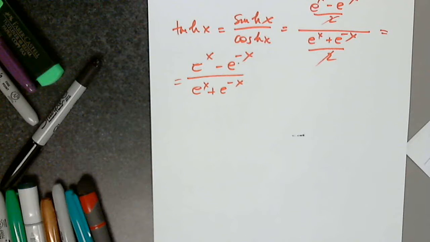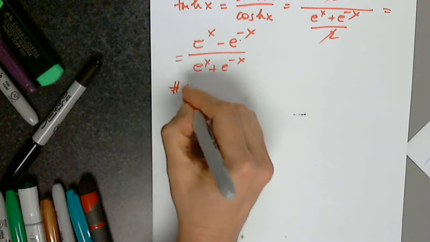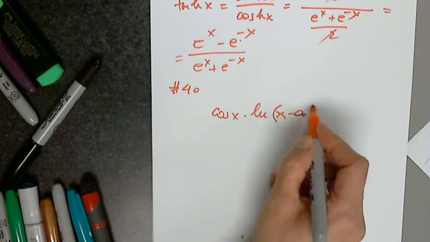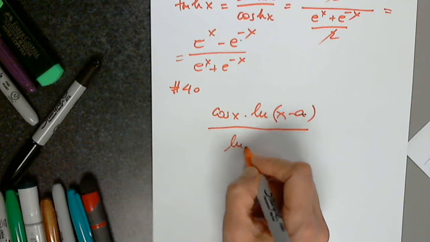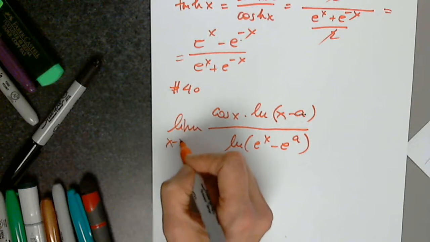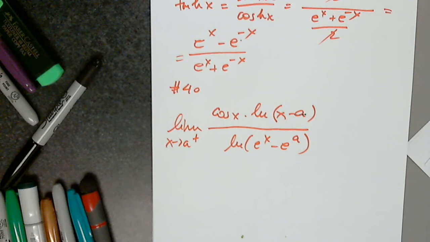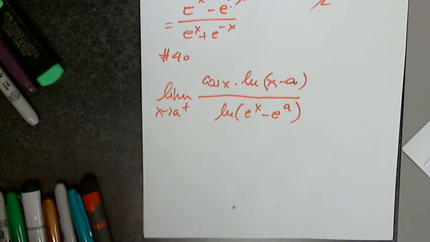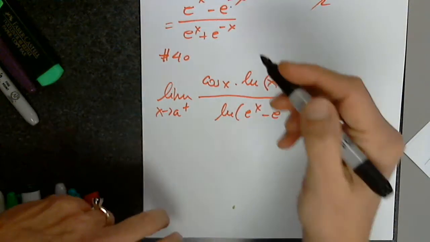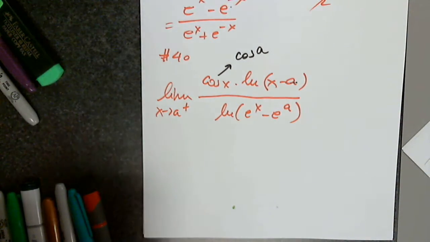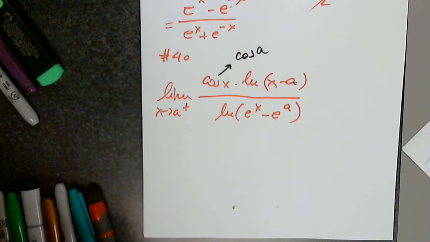Number? 40. Okay, very good. So let's take a look at 40. And we have cosine x times natural log of x minus a, everything divided by natural log of e to the x minus e to a. And this is the limit as x approaches a from the right. Perfect. Okay. We have to plug in. So this has no problem. This is approaching cosine a, as x approaches a from either side, doesn't matter, or from the right, it's cosine a.